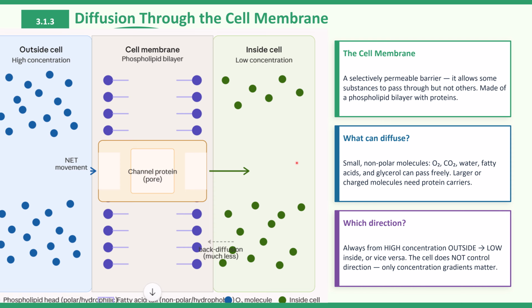So in simple terms, diffusion is the movement of particles from an area where they are in high concentration to an area where they are in low concentration. In cells, the cell membrane controls what enters and leaves the cell. Small particles like oxygen and carbon dioxide can move across the membrane by diffusion. They move naturally, no energy is needed. If there is more oxygen outside the cell than inside, oxygen will diffuse into the cell until the concentration becomes equal. Diffusion through the cell membrane is the movement of substances from high to low concentration without using energy.